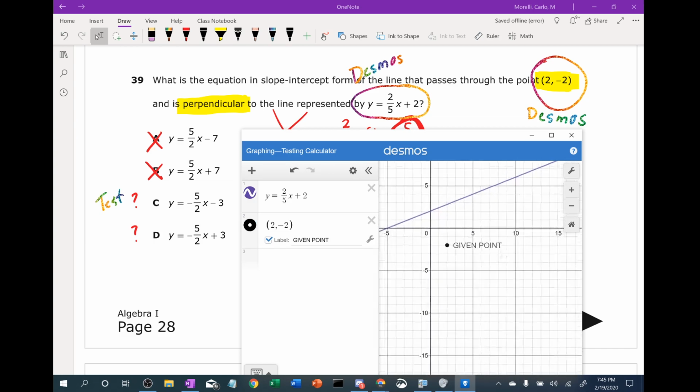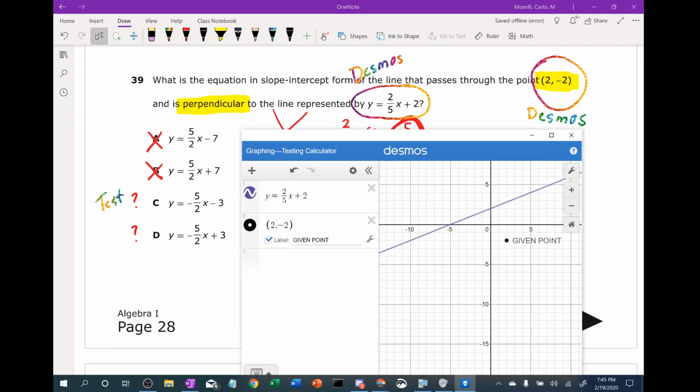All right, so let's see that point. Now we're just going to test answer choices until we see a perpendicular line that goes through that point right there, 2, -2. So let's try C first. So y equals -5/2 x minus 3.